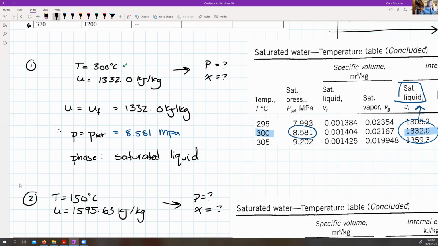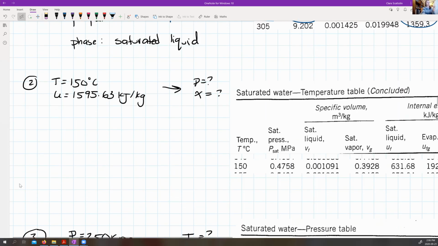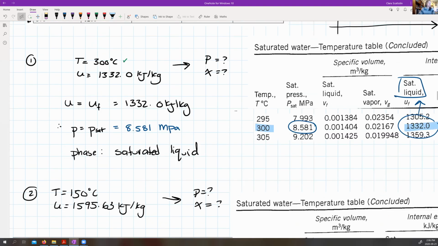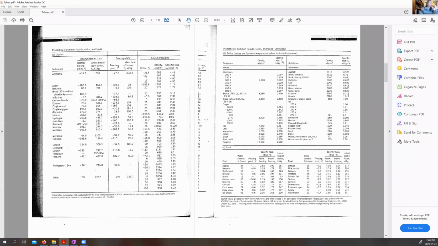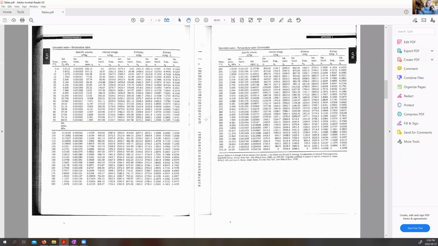Next question, a little bit more challenging this time. If I look at the next question, I have my temperature at 150 and my value of U. I'm just going to point out where I'm getting these tables. Because my temperature is what's given, I'm going into my property tables. We know it's temperature and we know the fluid is water. So I'm going here, saturated water temperature table. This is where I'm working.